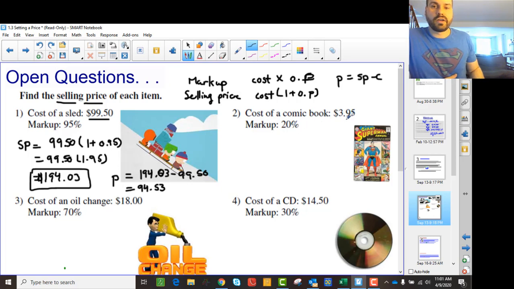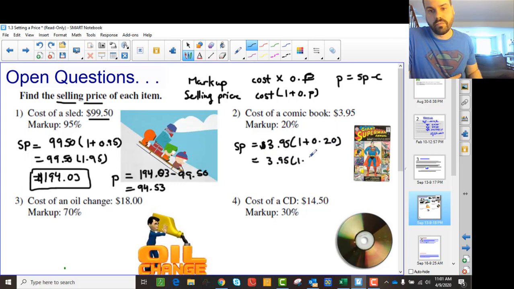So this one says cost of a comic book is $3.95, markup's 20%. What I would encourage you to do is, as you're watching the video, pause it, try the question, and then play, and you can see the answer. Okay, so pause the video, do the question first. But the selling price is going to be the cost, which is $3.95 multiplied by 1 plus the markup percentage expressed as a decimal. So I'm going to get 3.95 times 1.2.